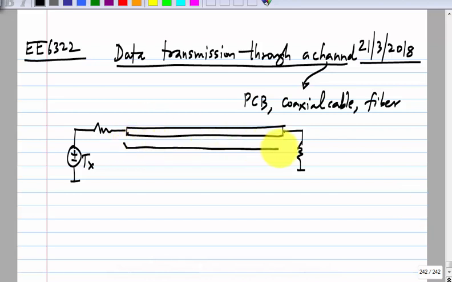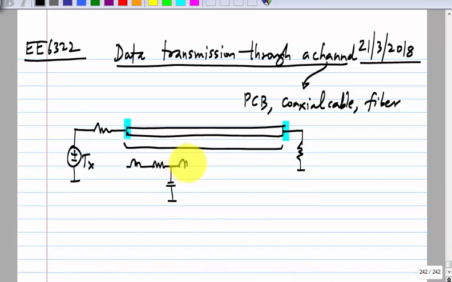This stuff in the middle, ideally we want it to be a short between these two points, right? So whatever is the transmitted voltage appears at the receiver, or maybe some fraction of it appears at the receiver. But what happens here? Because it has some length, first of all it will have inductance and a series resistance at least, and it will also have capacitance to ground.